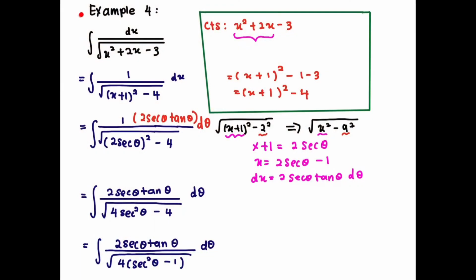Let's continue with example 4. This is the question. Integrate dx over square root x squared plus 2x minus 3. So we know that this question should be using trigonometric identities because you have a square root and inside here you have a certain function. However, this is not in terms of constant squared plus or minus variable squared because this is in terms of a quadratic function.